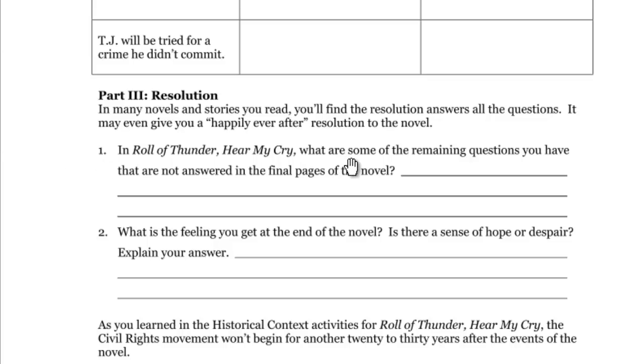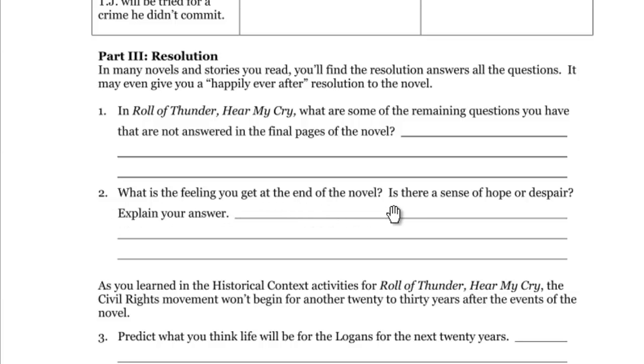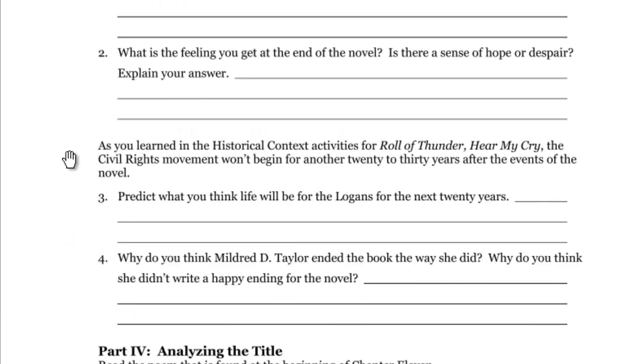In Roll of Thunder, Hear My Cry, what are some of the remaining questions you have that are not answered in the final pages of the novel? What is the feeling you get at the end of the novel? Is there a sense of hope or despair? And explain your answer. As you learn the historical context about Roll of Thunder, Hear My Cry, remember back to my background video, the civil rights movement won't begin for another 20 or 30 years after the events of this novel. Predict what you think life will be like for the Logans for the next 20 years. And why do you think Mildred Taylor ended the book the way she did? Why do you think she didn't write a happy ending for the novel?